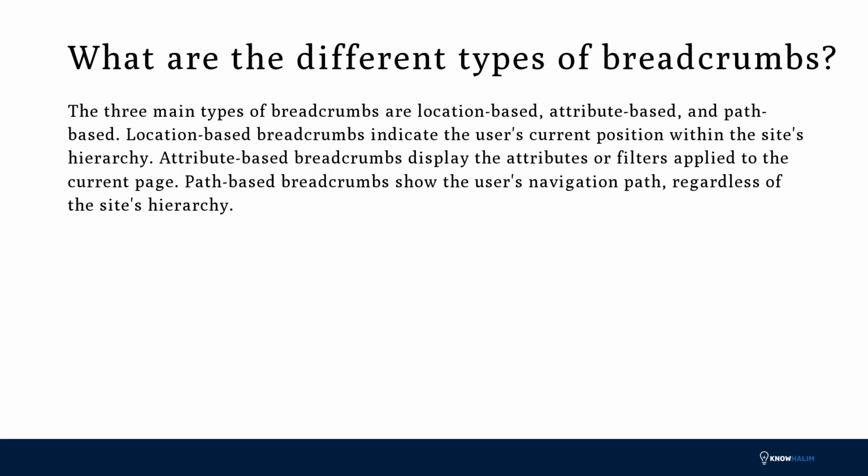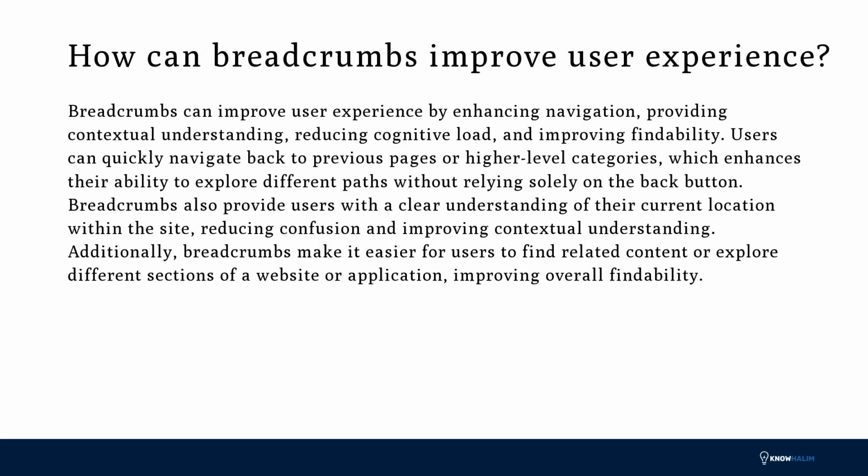What are the different types of breadcrumbs? The three main types of breadcrumbs are location-based, attribute-based, and path-based. Location-based breadcrumbs indicate the user's current position within the site's hierarchy. Attribute-based breadcrumbs display the attributes or filters applied to the current page. Path-based breadcrumbs show the user's navigation path, regardless of the site's hierarchy.